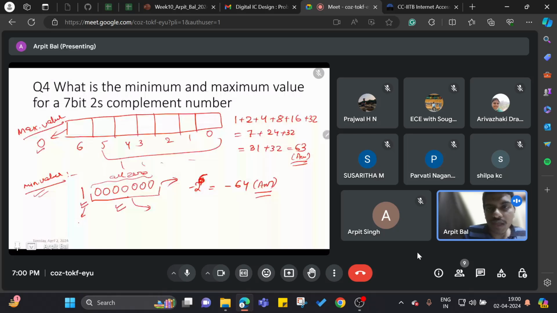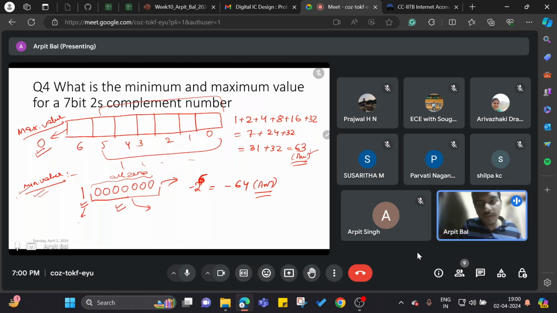Question 4, we figured out the minimum and maximum value for a 7-bit 2's complement number. The maximum value will be obtained when the number is positive. To make it positive, make the MSB 0. After making the MSB 0, put all ones in the remaining bits, and then we obtain 63 as the maximum possible value.